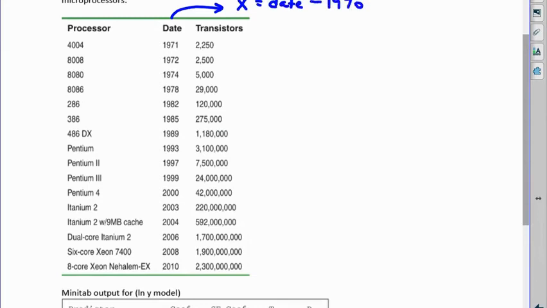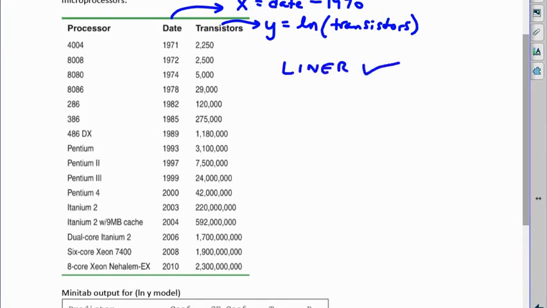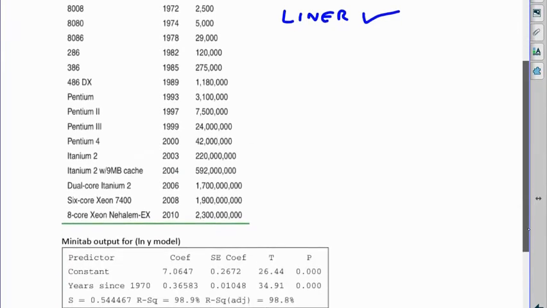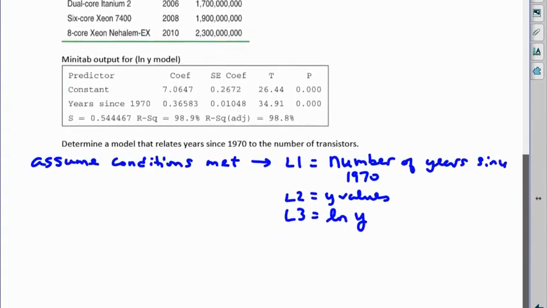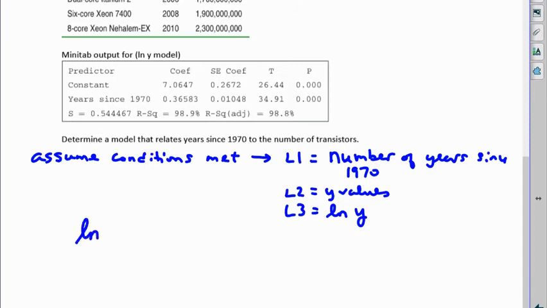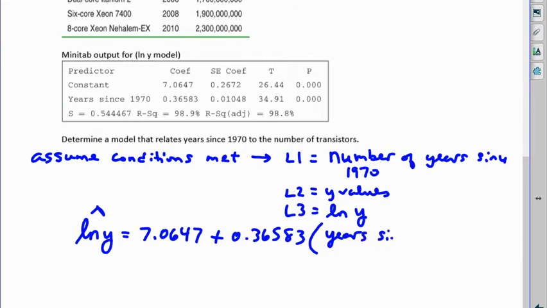So my X values will be my date minus 1970. So that first one, 1971, should come out as being a 1. And my transistors, which are in my L2, in order to get the transformed version, I would take the natural log of those. We're assuming linearity has been met. So, from the output, I can actually write my model right now. I've already defined what Y is. So my predicted natural log of Y will be, so there's the Y-intercept, the constant coefficient, 7.0647, plus my slope, 0.36583, times my years since 1970.